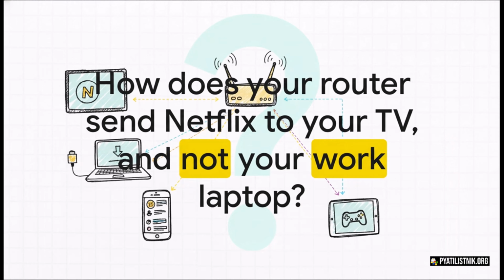Okay, just picture this for a second. It's a busy evening at home. The TV is streaming a movie on Netflix, your laptop is downloading some huge work files, and your phone is just endlessly scrolling through social media. They're all connected to the same Wi-Fi. So how in the world does your router know to send the movie to the TV and not accidentally beam it over to your work laptop? Well, the answer is a hidden digital fingerprint.